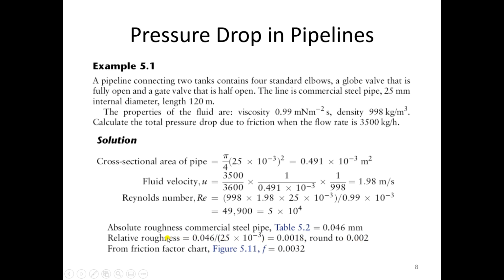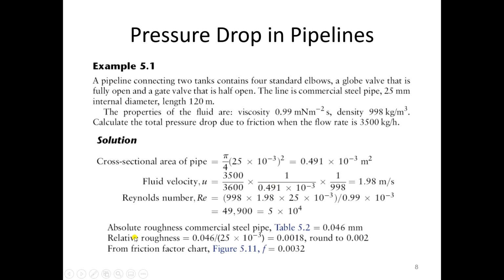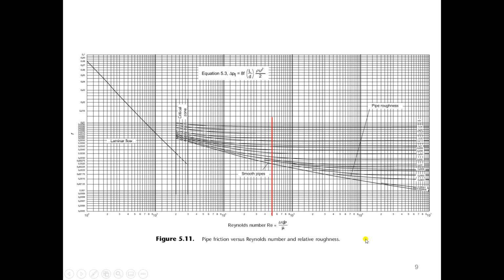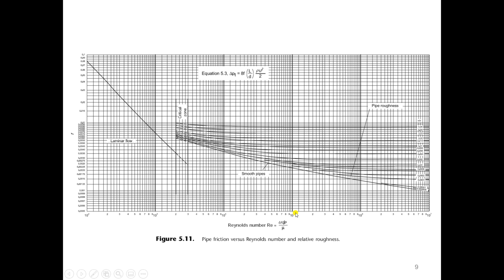So now it is time to find the friction factor. Look at the chart from figure 5.11. Since this part is so small, what's the value of relative roughness? 0.002. So first look at the Reynolds number. As per the calculator, the Reynolds number is 5 times 10 to the power of 4. So 5 times 10 to the 4 is around here.